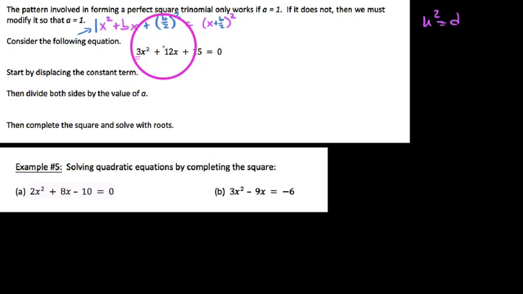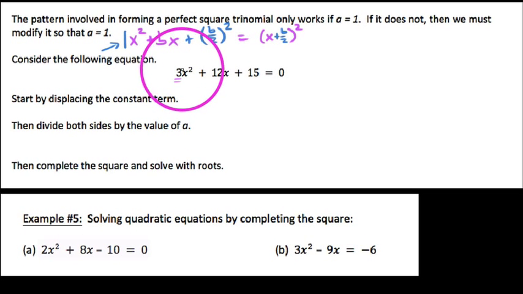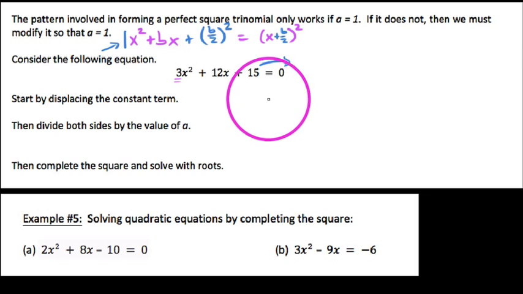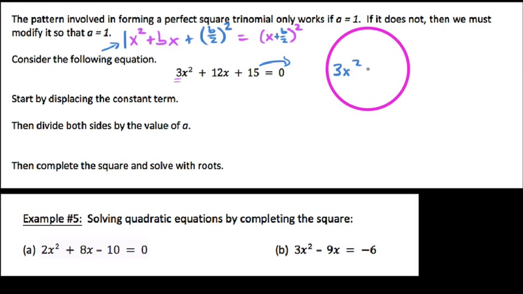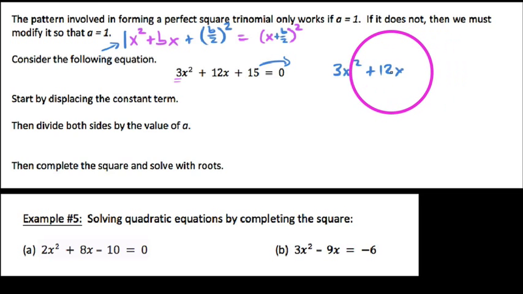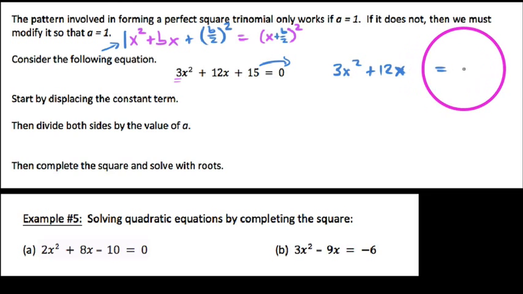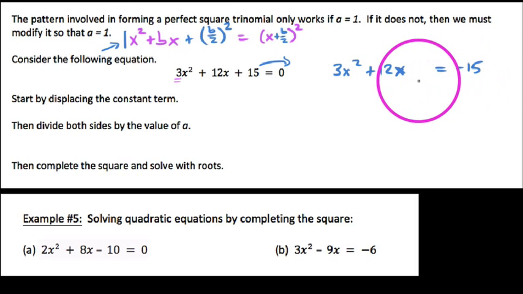So considering solving this equation here, we're going to do everything that we've done in completing the square up until now, except we're going to have to cause this to have an a value of 1. We're going to have to modify this. So the instructions here are to solve this equation, and the very first step we always do is displace this constant term to the other side. So we end up with 3x squared plus 12x equal to, if I subtract 15 from both sides, negative 15 on the right-hand side.